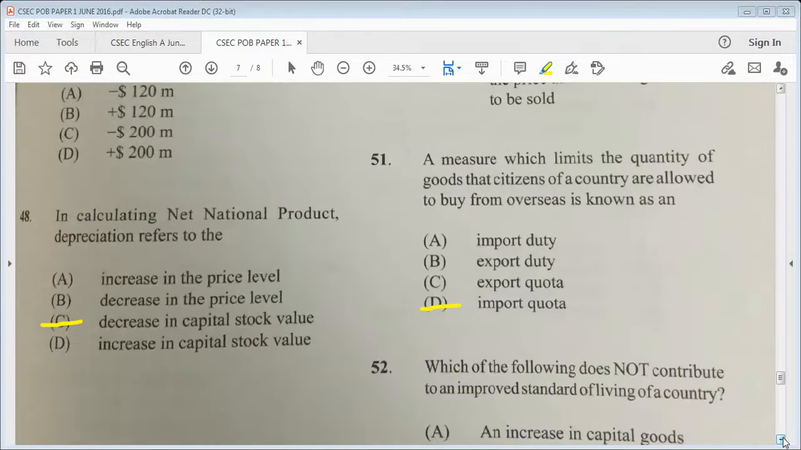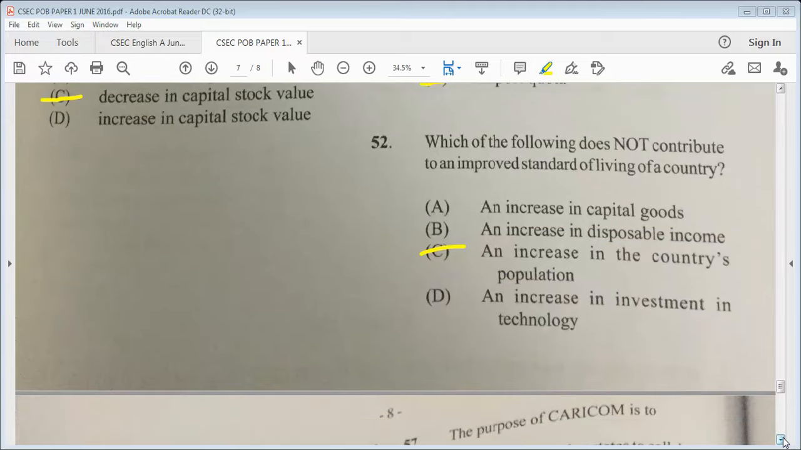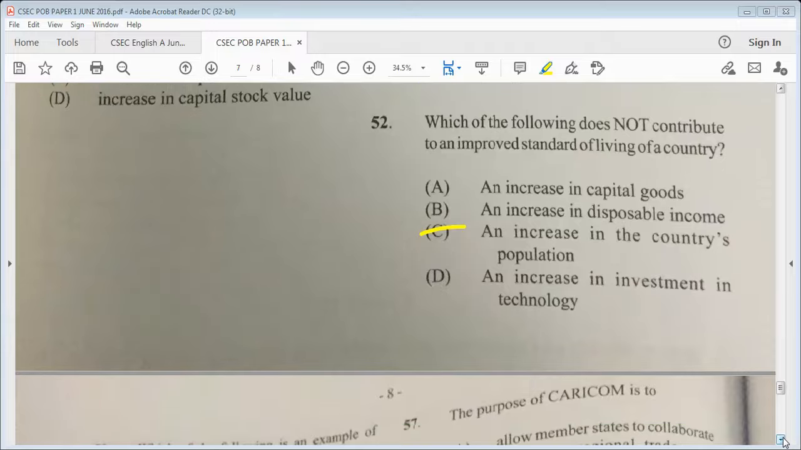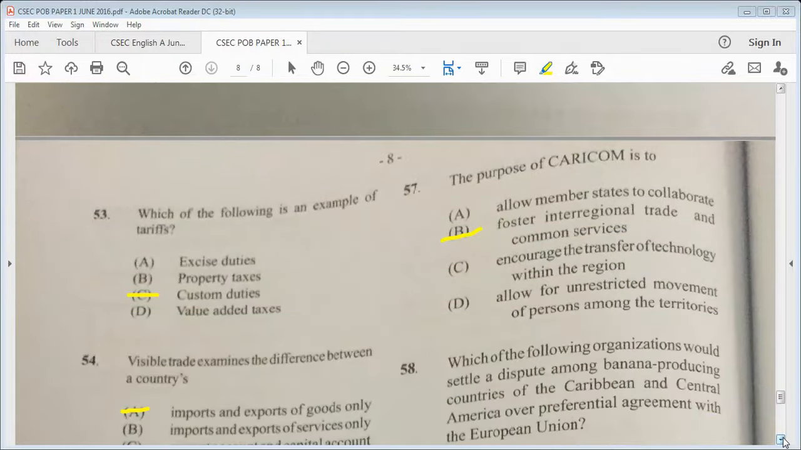51. A measure which limits the quantity of goods that citizens of a country are allowed to buy from overseas is known as an import quota. 52. Which of the following does not contribute to an improved standard of living of a country? Our answer, C. An increase in the country's population. Let's go on to 53.